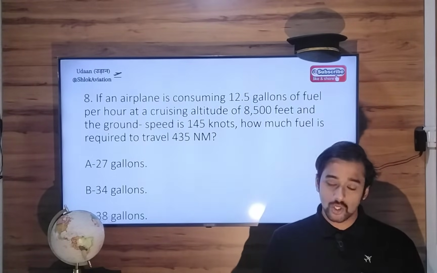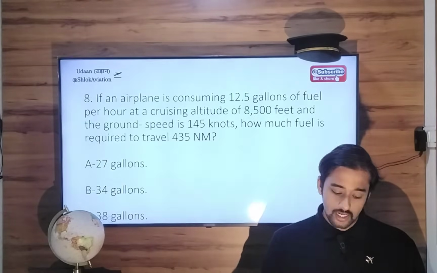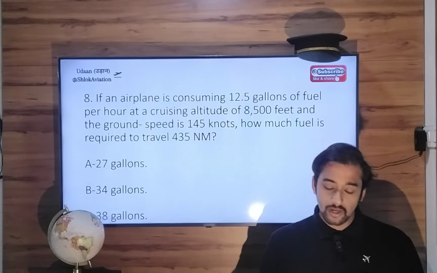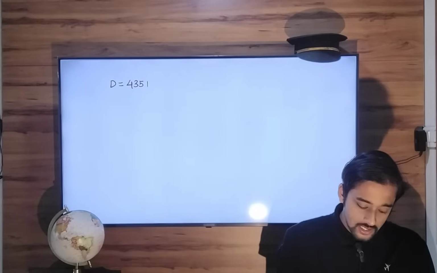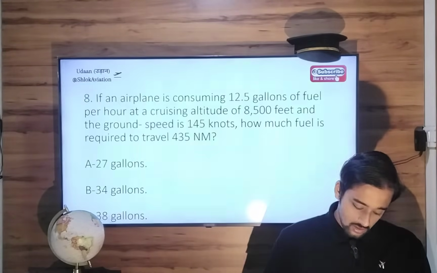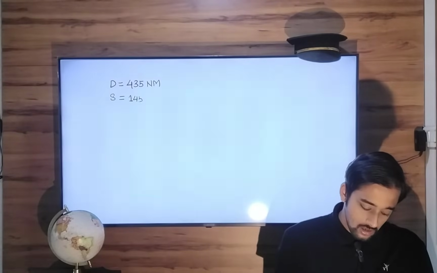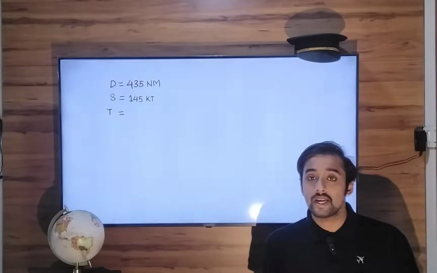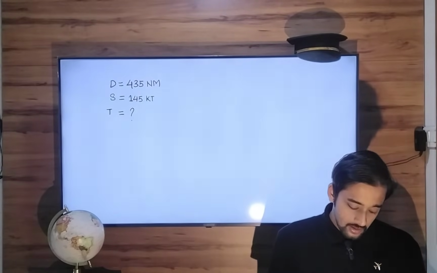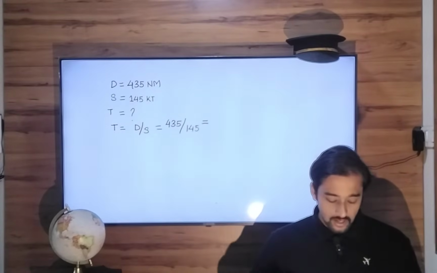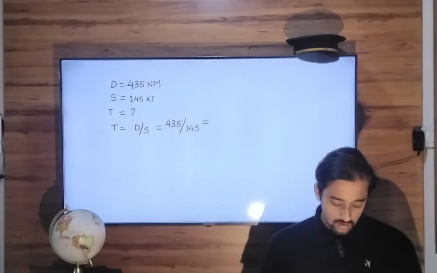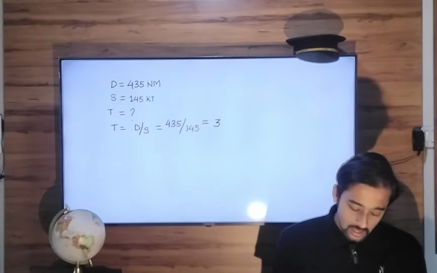Question 8. If an aeroplane is consuming 12.5 gallons of fuel every hour at altitude 8,500 feet, the ground speed is 145 knots, how much fuel is required to travel 435 nautical miles? Now distance is 435 nautical miles. Speed is 145 knots. The time that you will need to cover this distance at this speed will be distance divided by speed, which is 435 divided by 145, so time will be 3 hours.